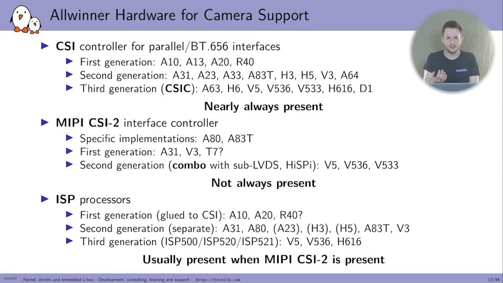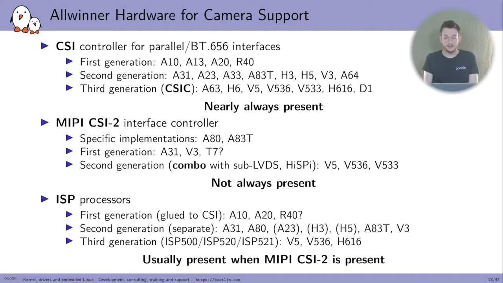And then we find a second generation of common implementation, which is made as a combo with other interfaces like SubLVDS and HiSPi, which are not all always available, but it's part of a broader design of interface bridges. And so we find that on some of the devices from the third generation of the CSI controller. So we have the V5, V536, and V533. As you can see, the MIPI CSI-2 controller is not always available in the Allwinner chips. Just some of them have MIPI CSI-2 support, so they are pretty much listed in this slide.